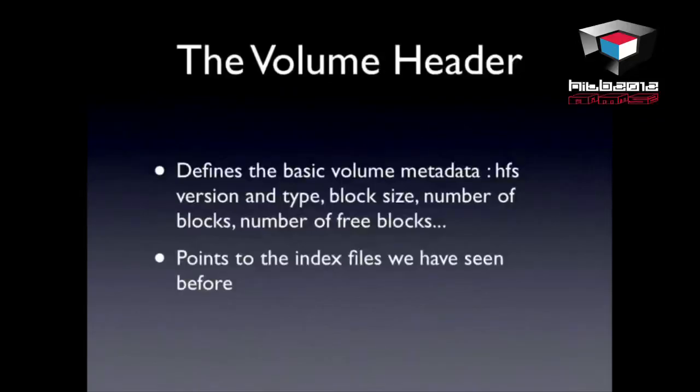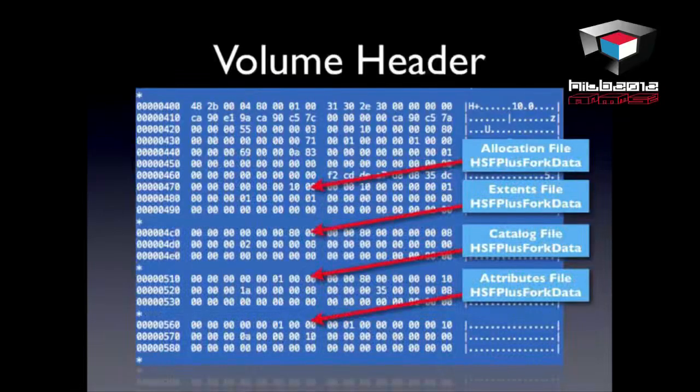Well, the bug happened in the volume header. You'll see that, that's why I'm talking about it. It defines the basic volume metadata of HFS: the version, the type, the block size, the total number of blocks, the number of free blocks. And it also points to the different index files in the volume. Here is one example. As you can see, the first bytes are H+, then there is the version that we can read after.